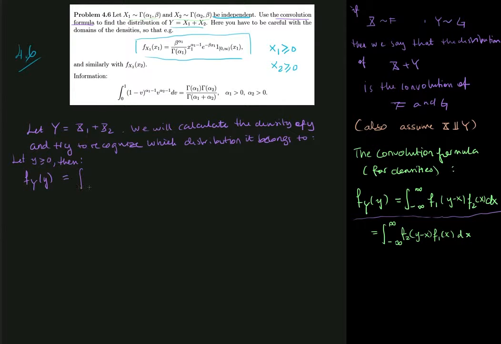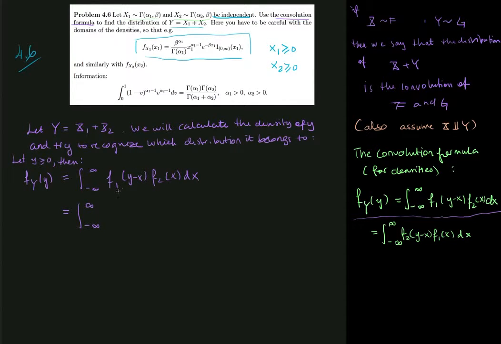Then the density of y is given as the integral from minus infinity to infinity of the density of x1, which they call x1, but I just write f1 because I'm a bit lazy. So it is the density of x1, which I denote with a 1 down here, evaluated in y minus x, multiplied by the density of x2, evaluated in x, dx. So here I just use the convolution formula. Then the next step will be to plug in the values of the densities.